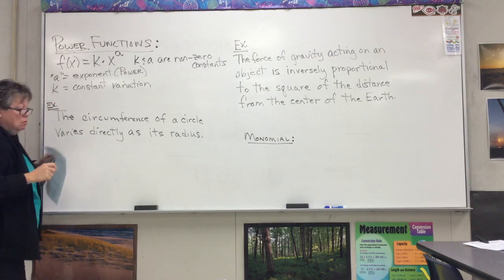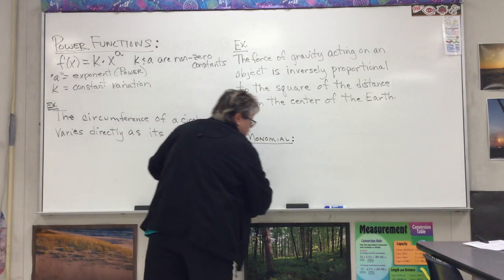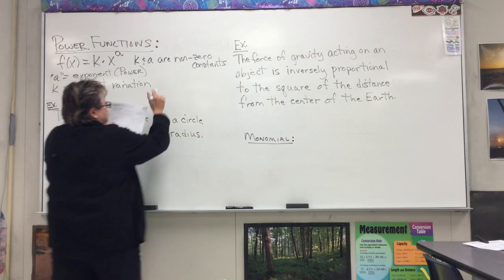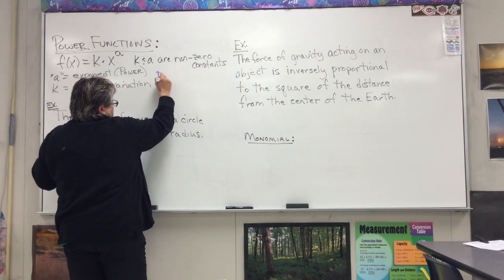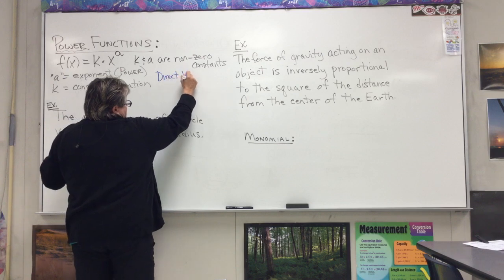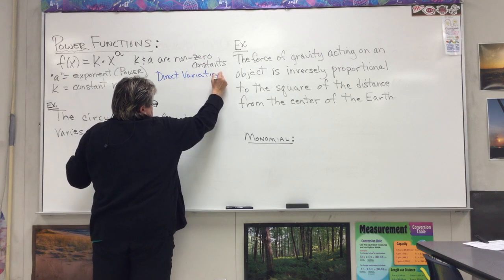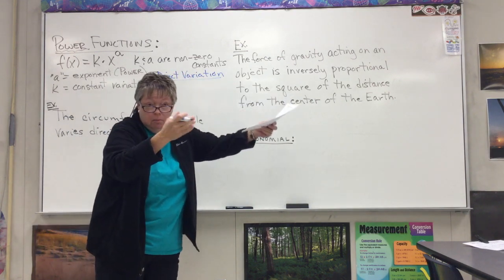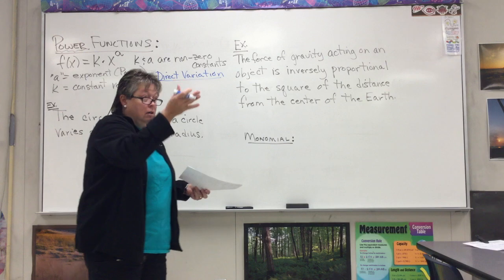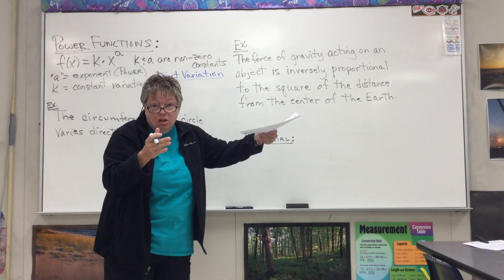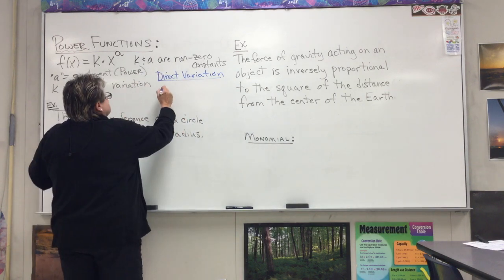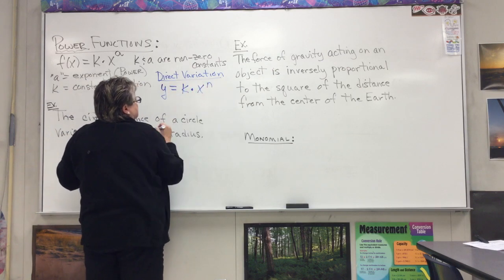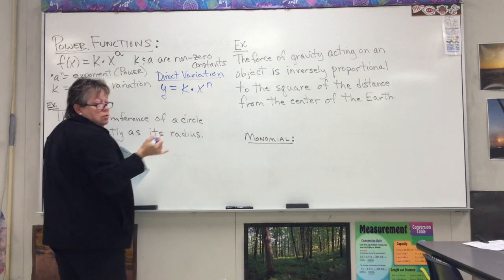From some previous work you may have done, you might also think of these. You may have something known as direct variation, and that would be like as one quantity goes up, the other quantity goes up. The more you eat out, the more money it's going to cost you. So something like y equals k times x to the n. As x goes up, y goes up.